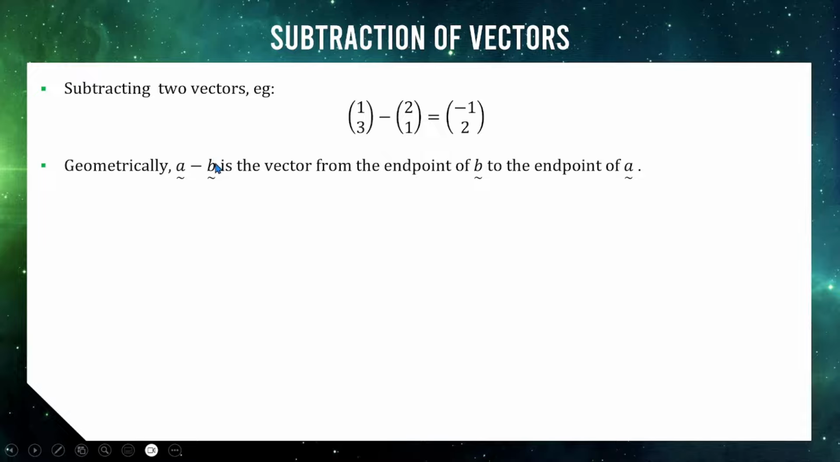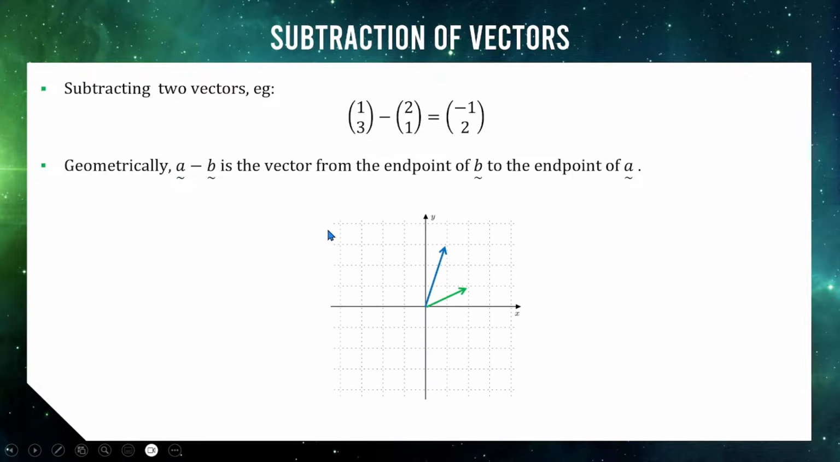A minus b is the vector from b to a. Hopefully that's memorized now, and we can use it and apply it in some further examples. Here's a proof if you don't believe me.